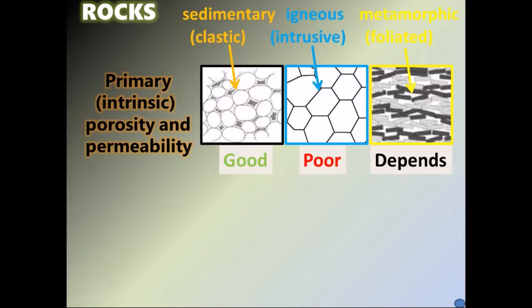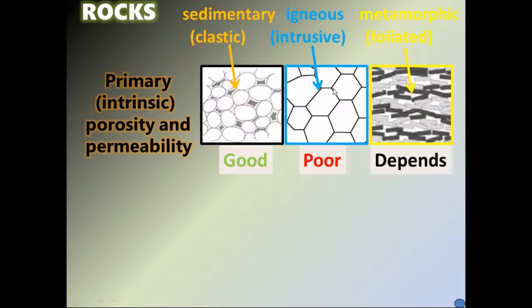And rocks, when rocks are born, right, they have an intrinsic or primary porosity to them, as well as an intrinsic permeability. So every solid rock has some ability to store water and also let water flow through it. In the case of a sedimentary rock, say a clastic rock like a sandstone, both the porosity and permeability is pretty good. Sandstone makes a great aquifer, can store water and let water flow through it.